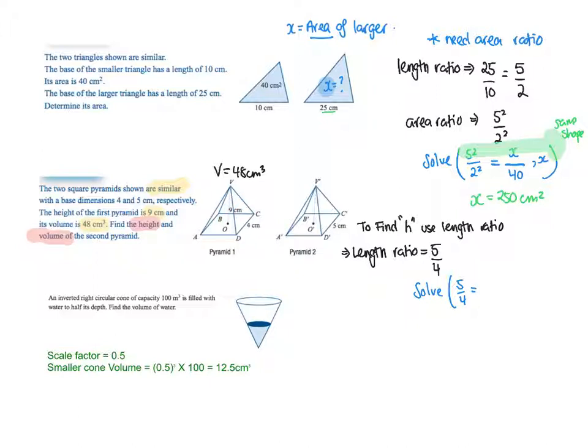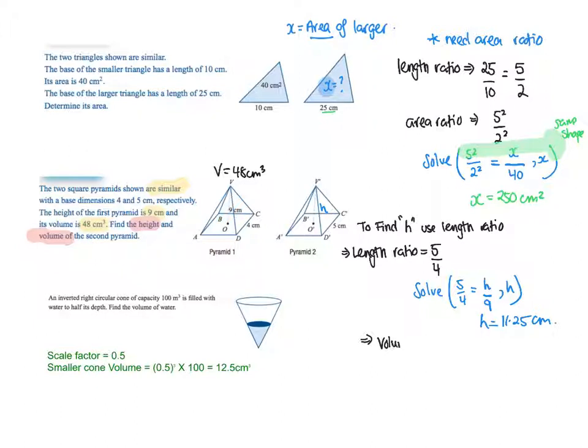Now, I don't know the height of that one. That's what I want to know, isn't it? Height, and it should be the same as when I do the height of the smaller one like that. And I'll go comma H and I'll get an answer. So I get height to be 11.25 centimeters. Okay, to find the volume, we need the volume ratio.